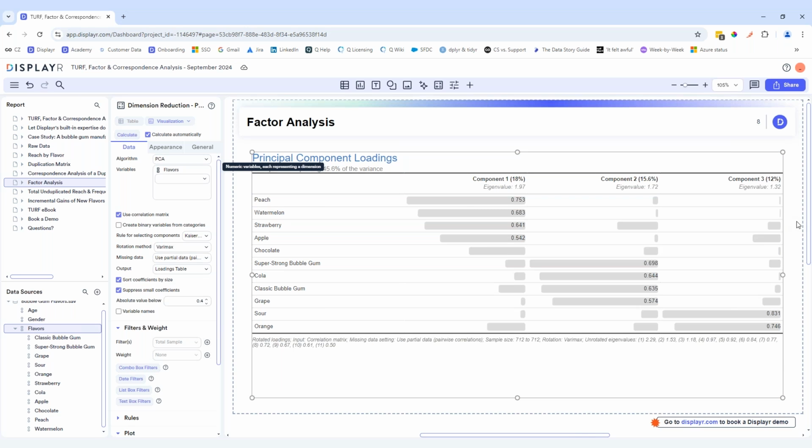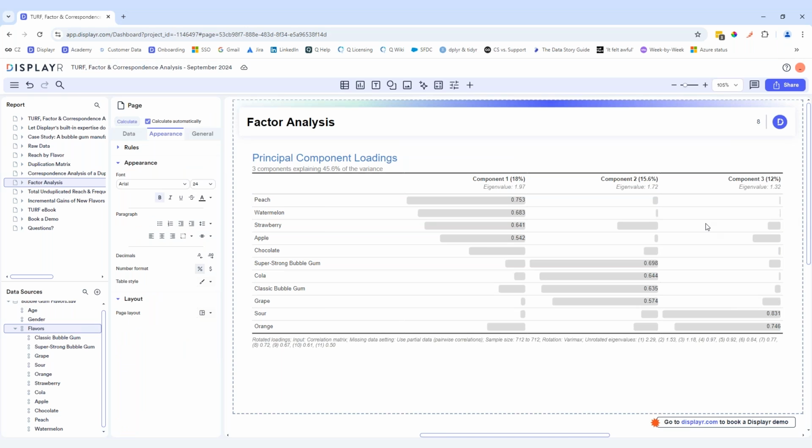And this initial factor analysis reveals 3 flavor components or dimensions. The first is sweeter fruits. The second is traditional flavors. And the third is citrus fruits. This suggests a good portfolio should have representation from all 3 components.